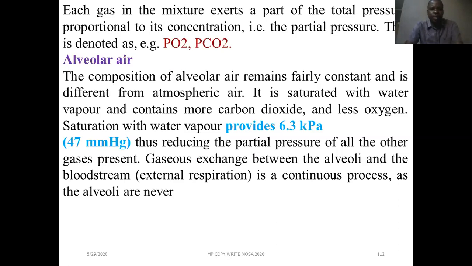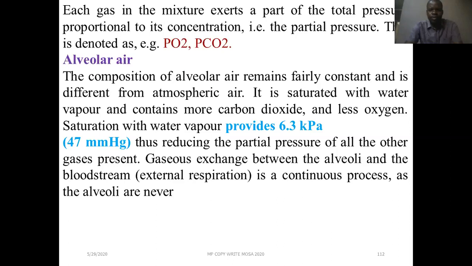The alveoli air. The composition of alveoli air remains fairly constant and is different from atmospheric air. It is saturated with water vapor and contains more carbon dioxide and less oxygen. Water vapor provides about 6.3 kilopascals, or 47 millimeters of mercury, thus reducing the partial pressure of all the other gases present.